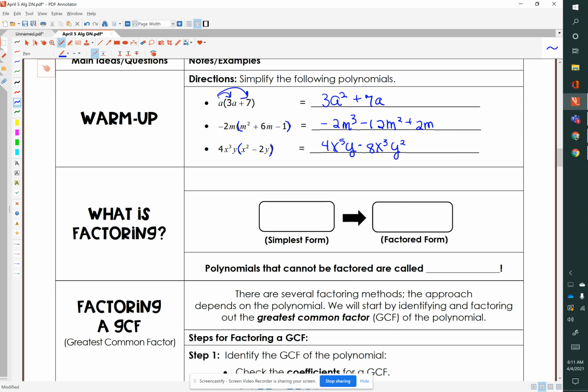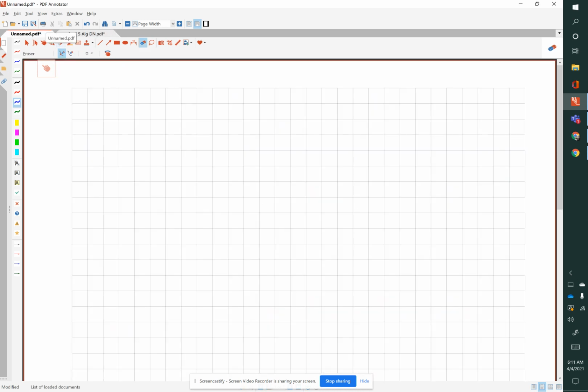So now we're going to start talking about factoring. Factoring is separating a polynomial back into a product. And why would we want to do this? Well, this is going to help us as we get ready to solve quadratics. Now let's just review a few terms.